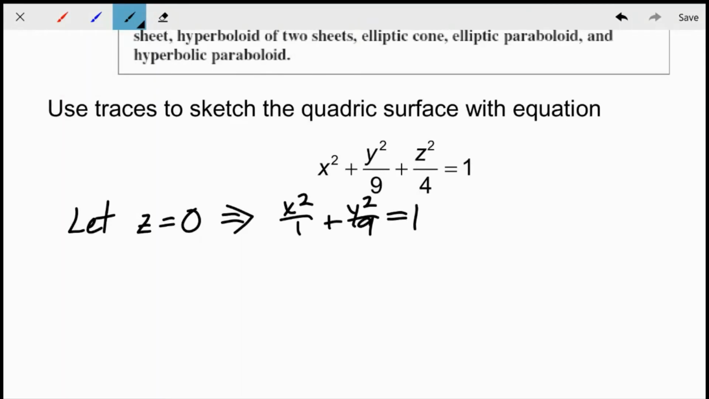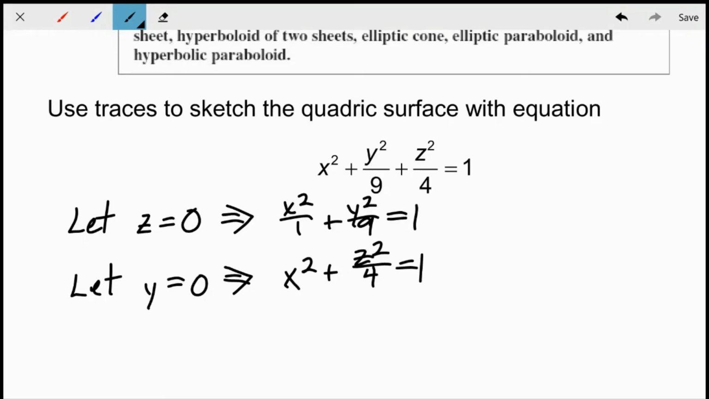And you can see that's an equation of an ellipse. Okay, so what I can also do is let y equal 0. Well, if y is equal to 0, then I have x squared plus z squared over 4 is equal to 1. And again, you can see that this is going to be an ellipse now in the xz plane, and you can see where your major and minor axis is.